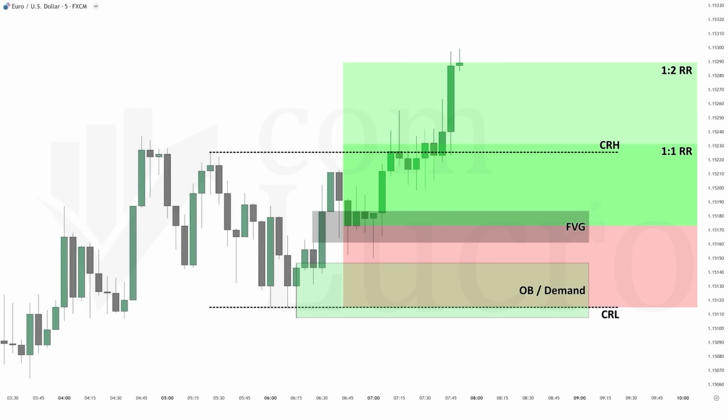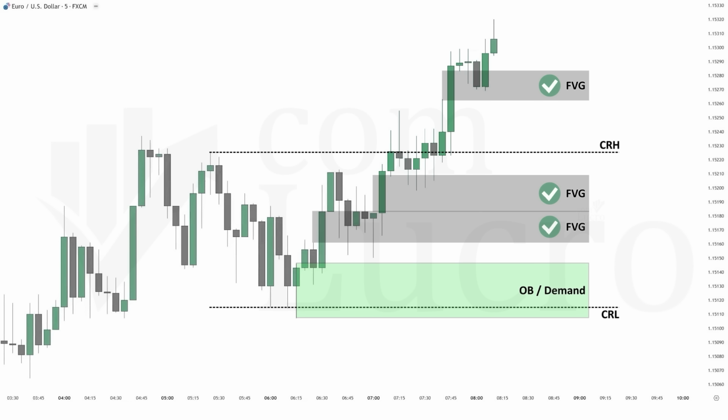For the remaining half, we let profits run naturally with the trend. Even if you miss this particular trade, notice how many times price created new fair value gaps along the upward move, offering several additional trading opportunities. So, that was our first successful trade. Let's continue on the 1-hour chart and look for more setups.